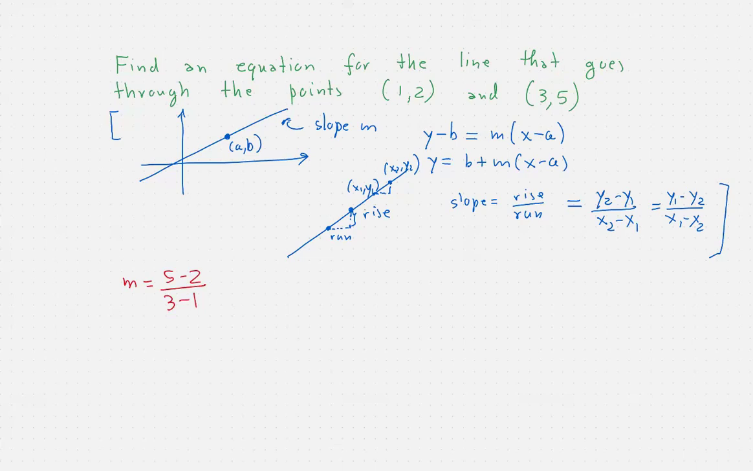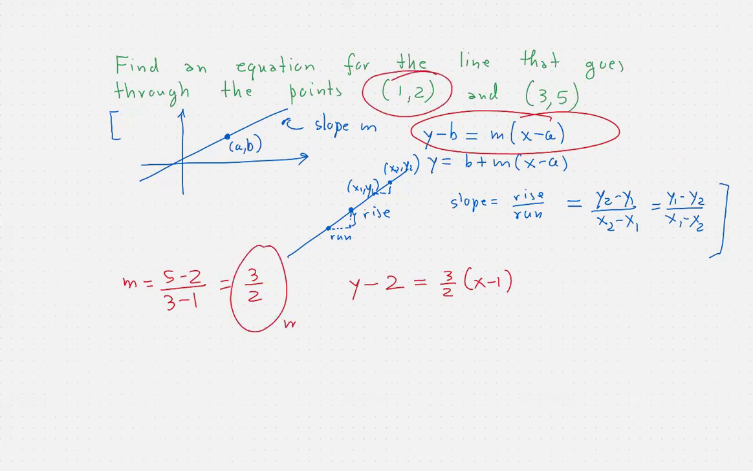And now we can use either of the two points. I'll use the first point and say that the point-slope formula, meaning this formula, is y minus 2 is equal to 3/2 times x minus 1. Once more, I'm using this point and I'm using this slope. So this is my m, this is my a, and this is my b. Okay, and that gives me the equation for this line.